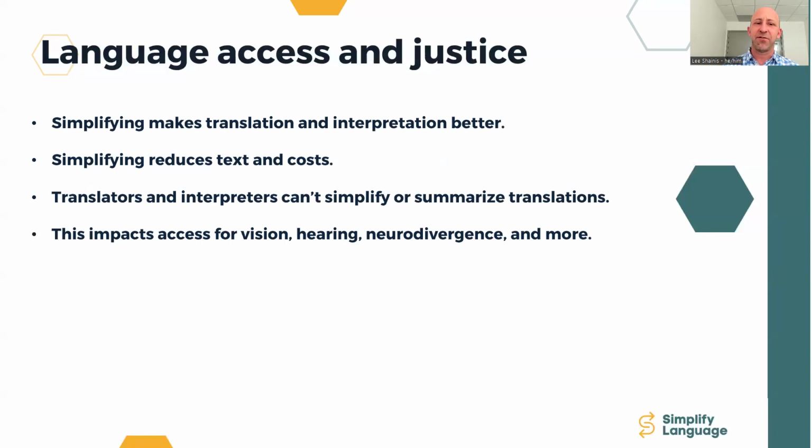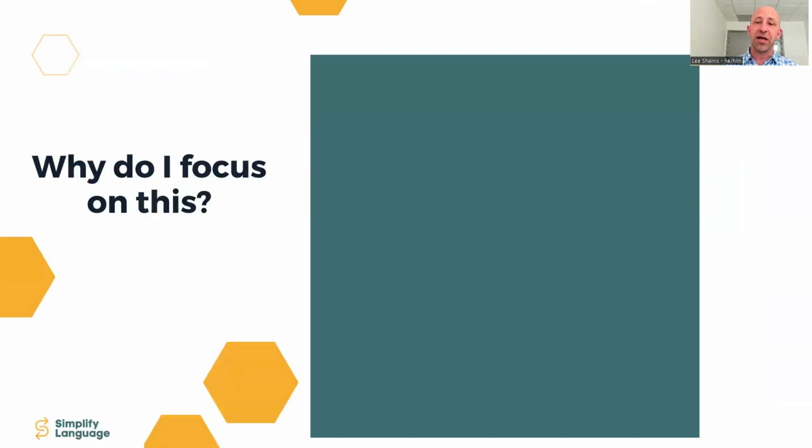This also impacts access for vision, hearing, neurodivergence, and lots of other issues of access. So you can't talk language access without also talking about simplifying language.